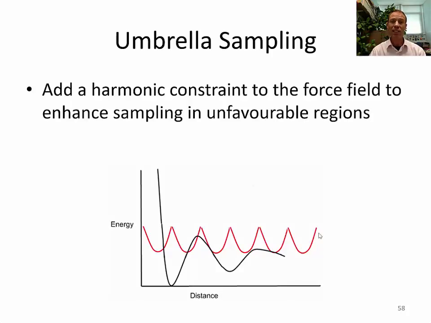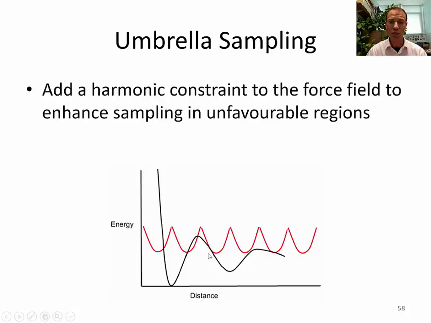Umbrella sampling basically adds a harmonic constraint to the force field to enhance sampling in unfavourable regions. Imagine you've got a system here, this is your potential energy surface. If you're simulating at a low temperature, then most of the time you would be in this minimum here, bouncing around. But if you wanted to get the energy barrier, the activation energy from going from this minimum over the barrier to this minimum, then you need to be able to observe the system up here in order to get appropriate sampling, so that you can get appropriate probability functions, so that you can get free energy barriers.